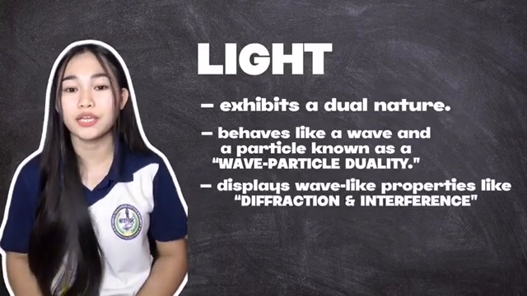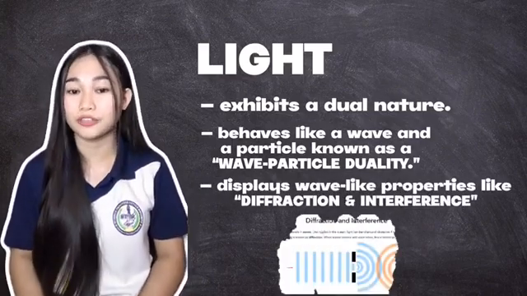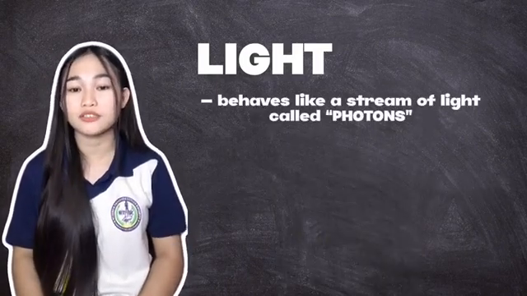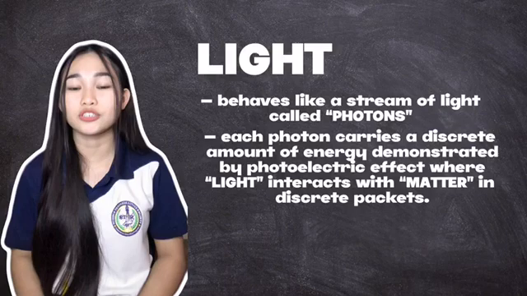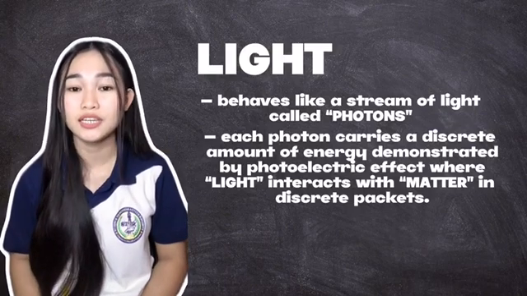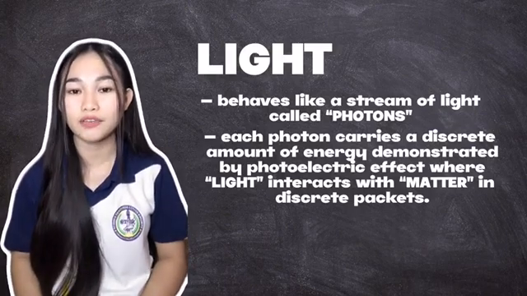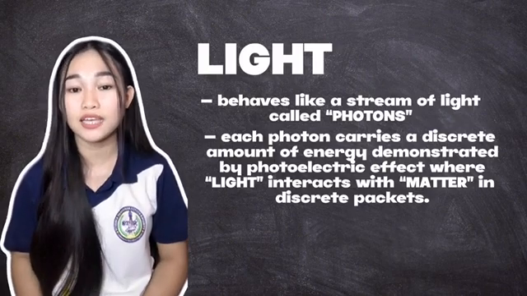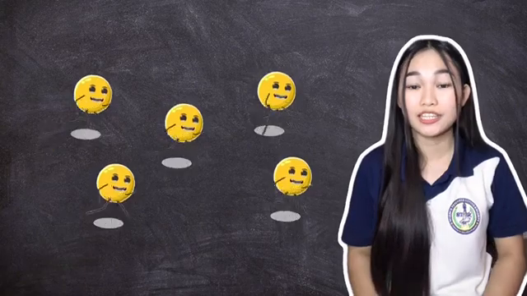It displays wave-like properties like diffraction and interference. Simultaneously, light also behaves as a stream of particles called photons, where each photon carries a discrete amount of energy that is demonstrated by the photoelectric effect, where light interacts with matter in discrete packets rather than as a continuous wave. Imagine light is made of tiny packets of energy like little marbles.